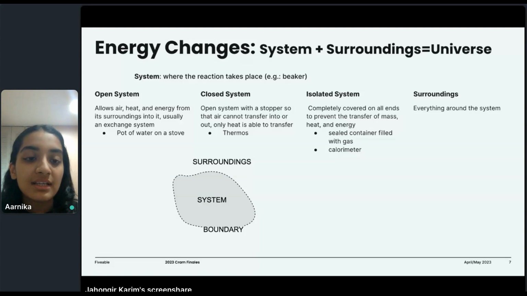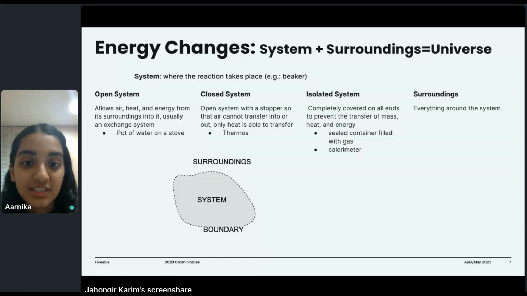There are different types of systems. First, an open system, which basically allows air, heat, and energy from the surroundings into it, and it usually takes place in an exchange system. You can see the picture on the bottom of it. For a closed system, on the other hand, it's an open system with a stopper so that the air can't be transferred in and out, and only heat is able to transfer. An example of this is a thermos, because it's basically an open system that has a lid on it. And for an open system, an example is a pot of water on the stove, because the heat and the air, the steam, are allowed to transfer between the surroundings and the pot, so everything is allowed to transfer.